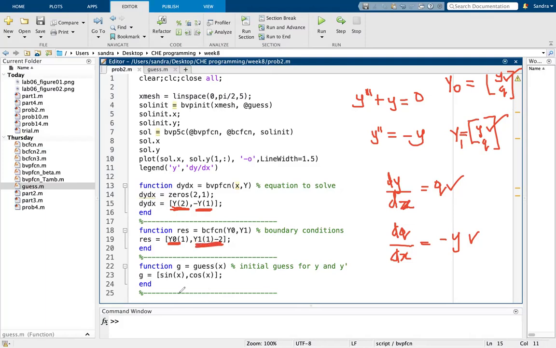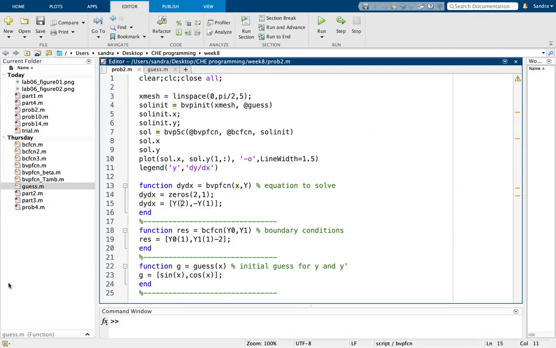Now this is a guess function. Sorry, I showed you the previous one. Actually, if you write the function like this, it will access whatever is written inside this script. So you get sin x and cos x that's been written. Now we solve using the BVP solver. You extract the x and y values. I only need to plot the first values, that is y. So that is why I write sol.x and corresponding sol.y. Out of that, I only take the first row. That will be corresponding to y. Okay.